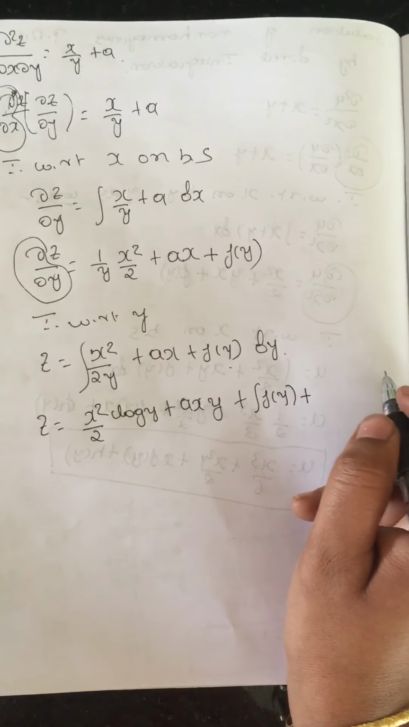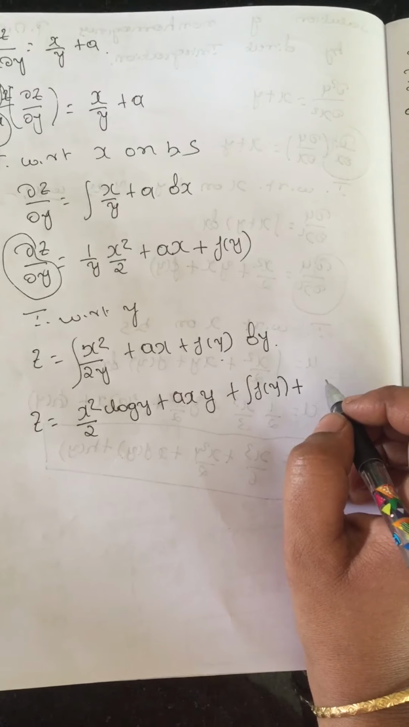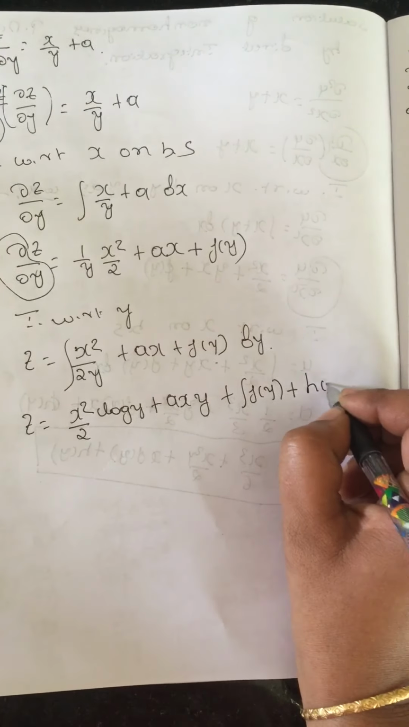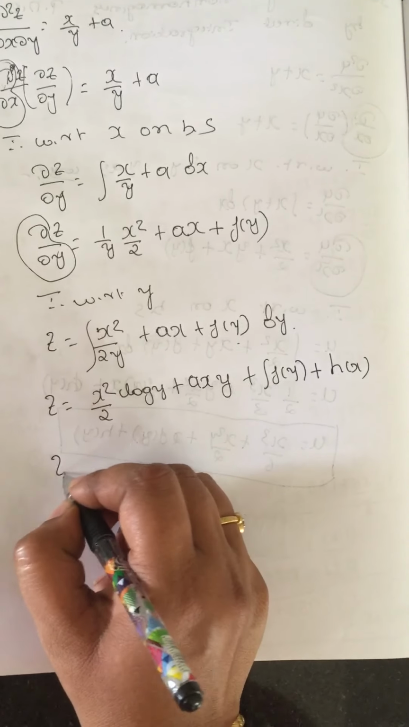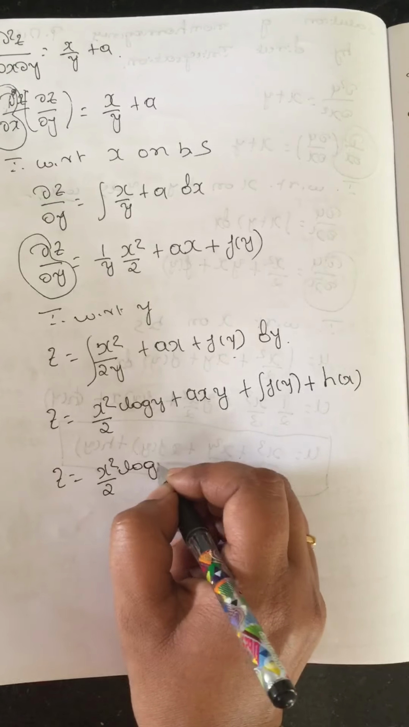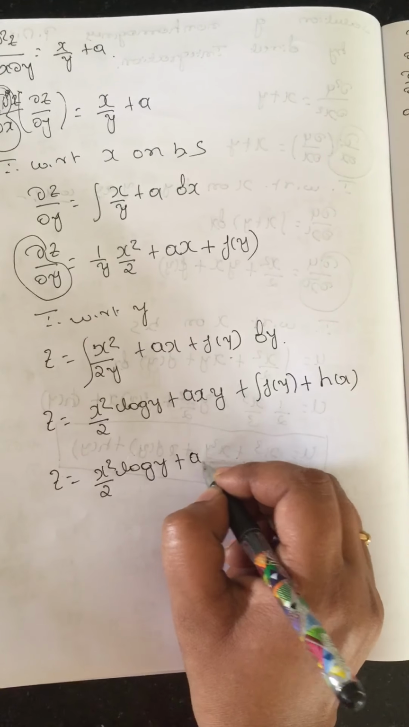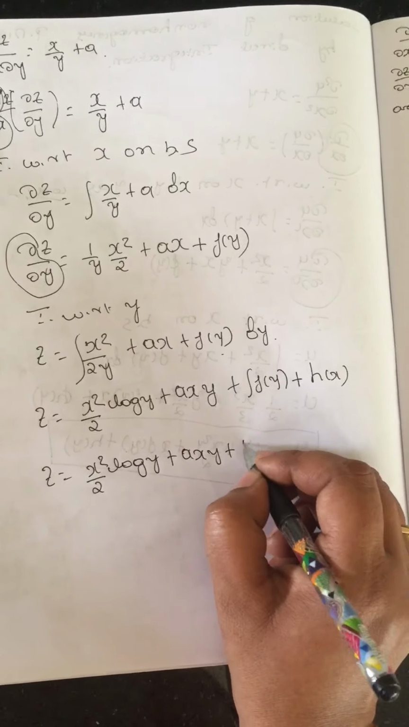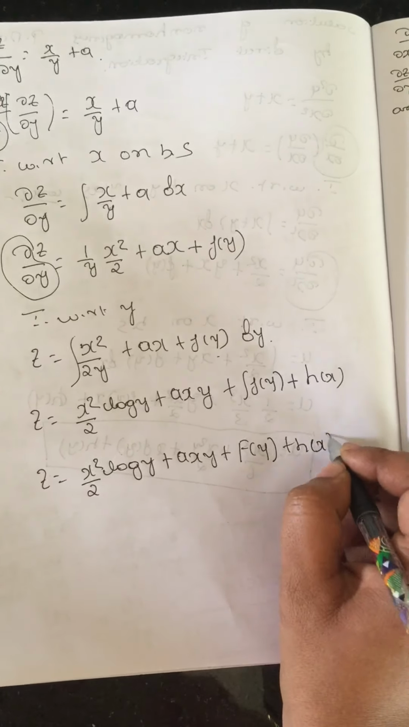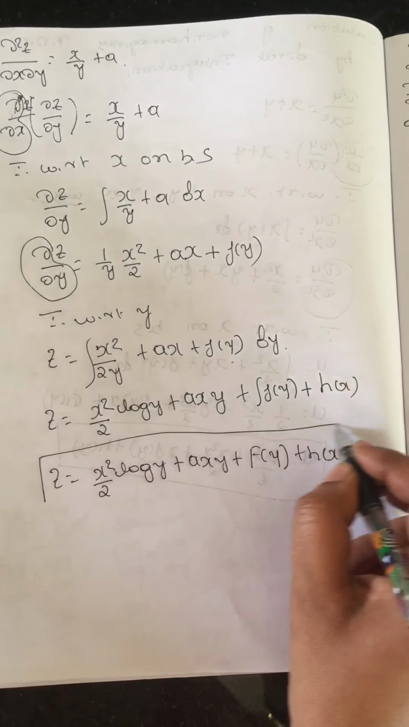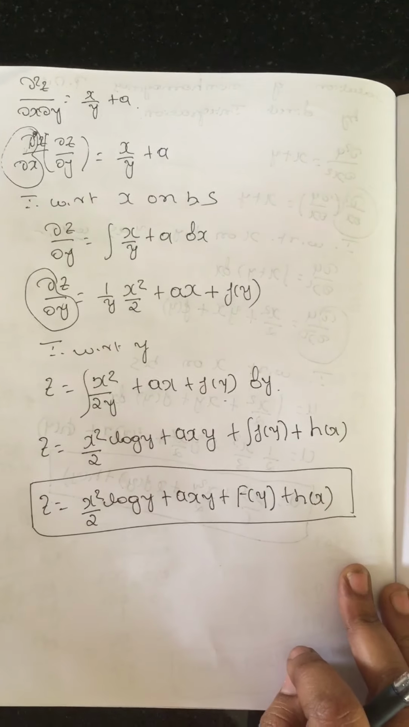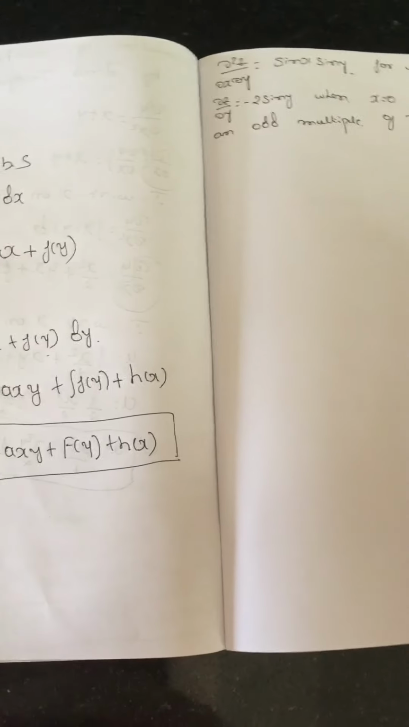So plus c means here we consider an arbitrary function with respect to x, that is h of x. Therefore z is equal to x square by 2 into log y plus axy plus integral of f of y, represented by capital F of y, plus h of x. H of x, we get the solution of the given partial differential equation. Now I take another problem.